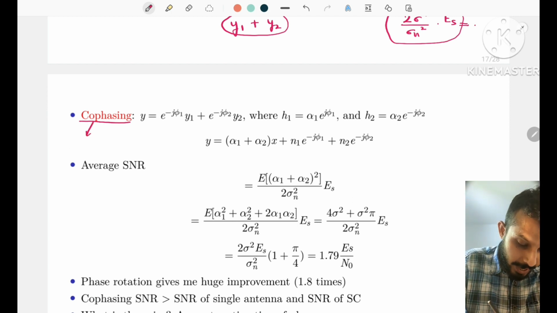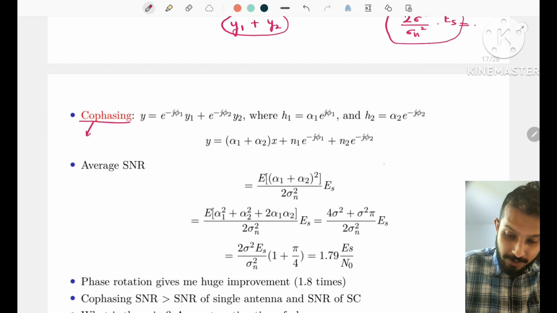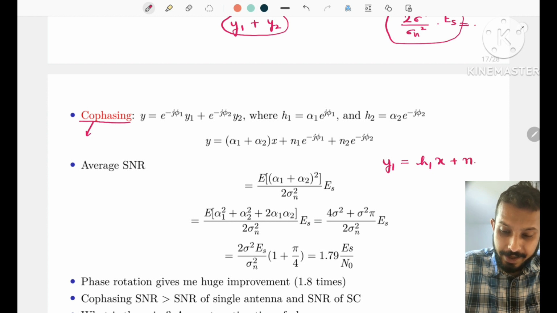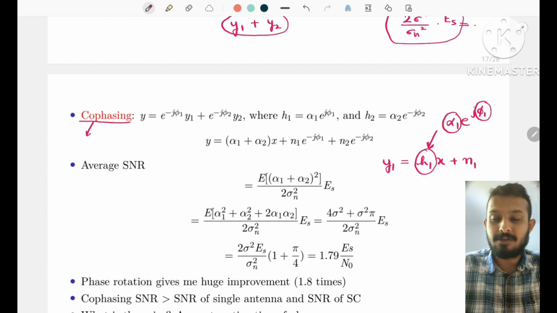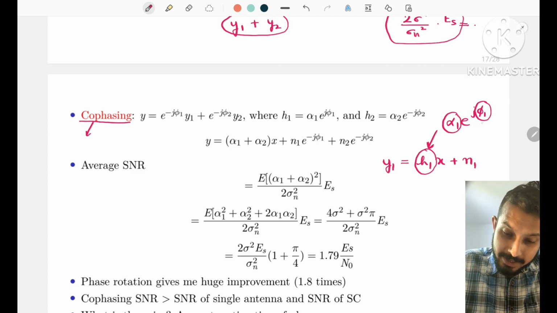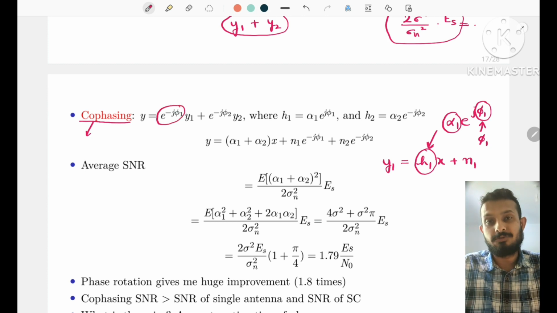So in cophasing, you accurately estimate the complex rotation of the channels. So let's say we have y1 is equal to h1 x plus n1, and h1 is the complex coefficient, which is given by alpha 1 exponential of j phi 1. So that means the channel has provided a rotation of phi 1, and then we have a real valued gain alpha 1. So you estimate this rotation phi 1, and at the receiver side you apply this rotation as exponential of minus j phi 1.